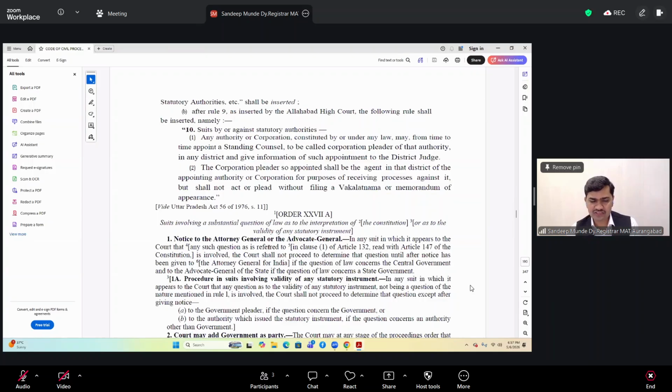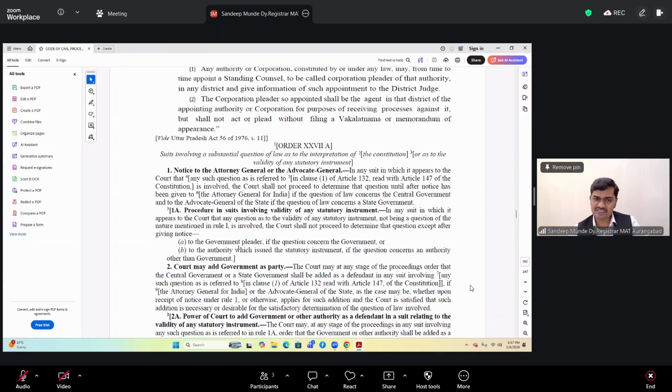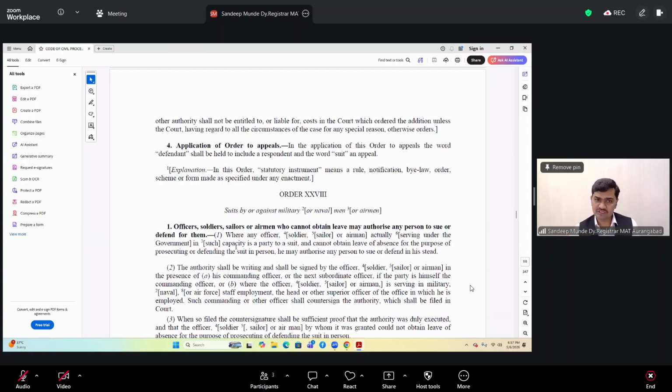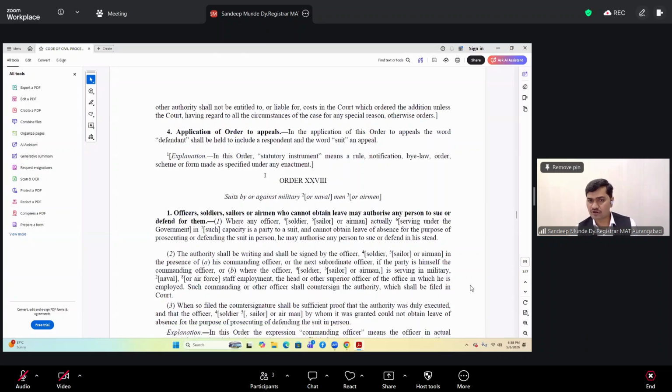Order 27A deals with suits involving a substantial question of law as to the interpretation of the Constitution or as to the validity of a statutory instrument. In such circumstances, if the question relates to the central government, the Attorney General, or if it relates to the state government, the Advocate General, notice is required to be given and the court may add the government as a party to decide the said question. According to rule 4, this will be applicable to the order.